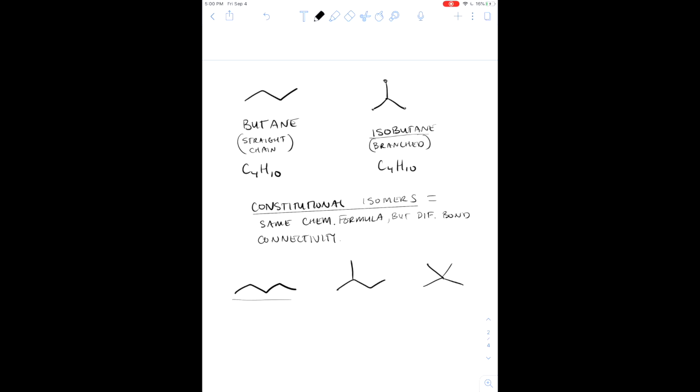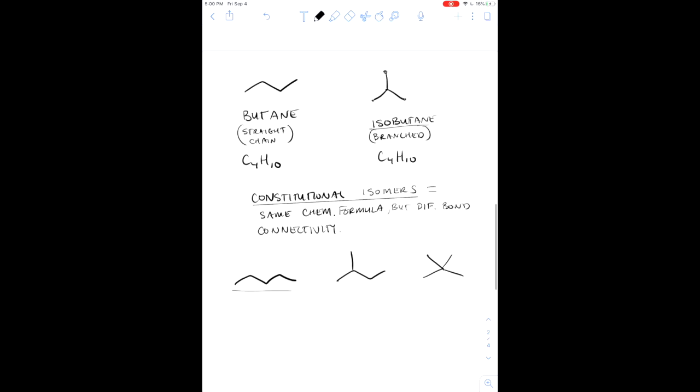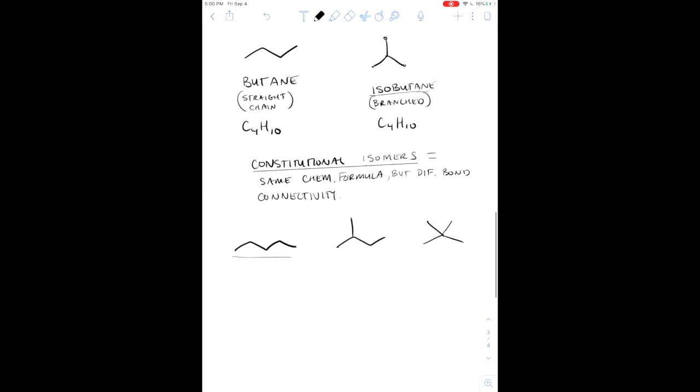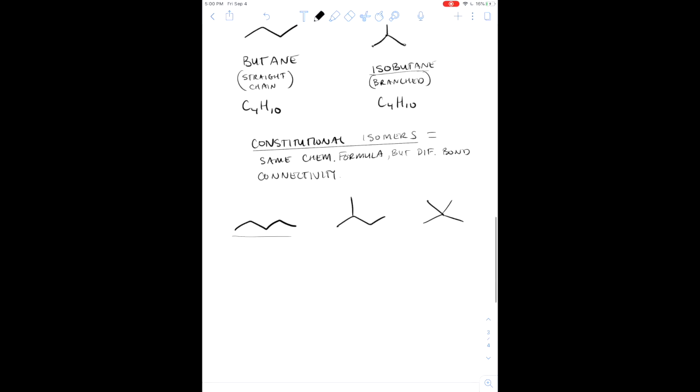But a very common question is, what's the relationship between these structures? Basically you would be given these three, and then what's the relationship? Well, they have the same chemical formula, but different bond connectivity, and so they are constitutional isomers.